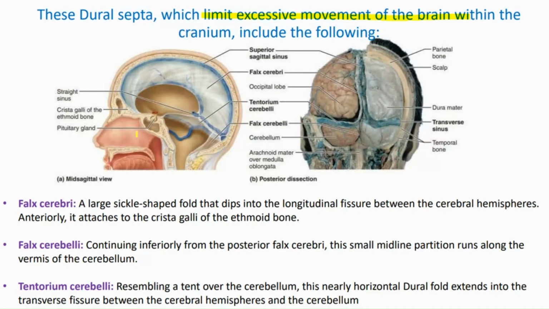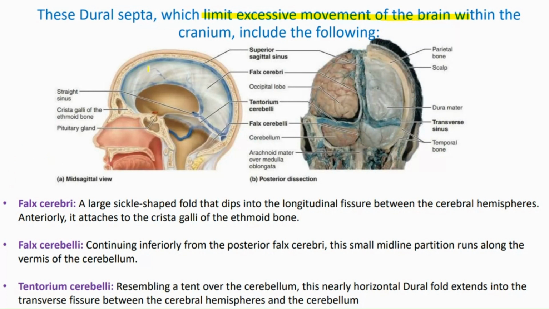Now, what are these dural septi? We have three important septi to be remembered. The first one is the falx cerebri. Falx means a C-shaped structure or a sickle-shaped structure. Cerebri pertains to the cerebrum, which is the brain here. So falx cerebri is a C-shaped fold that will divide the cerebral hemispheres. It's just at the middle of the cerebral hemispheres here.